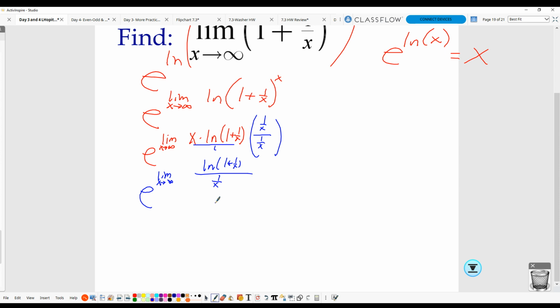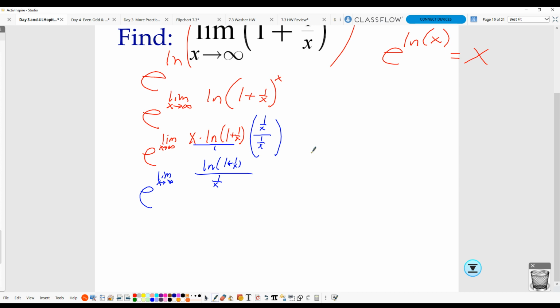Can you explain the 1 over x times over 1 over x? Where we got that from? Because it just equals 1. That was just an idea from my brain because I needed to force L'Hopital's to work. I cannot evaluate this limit. I have no idea what it's going to be. It's infinity times 0.